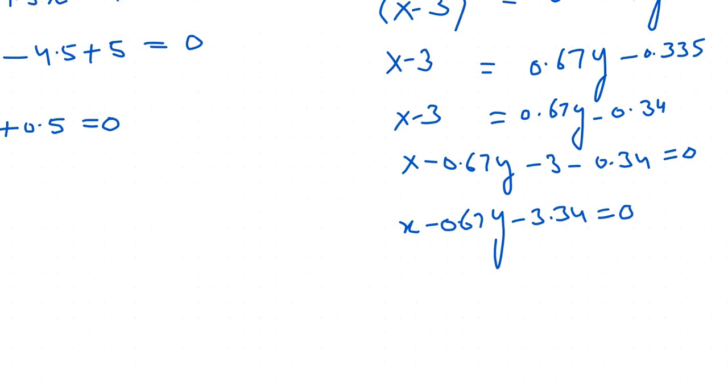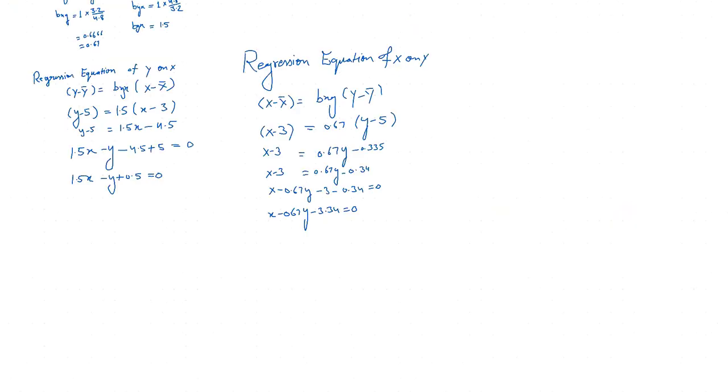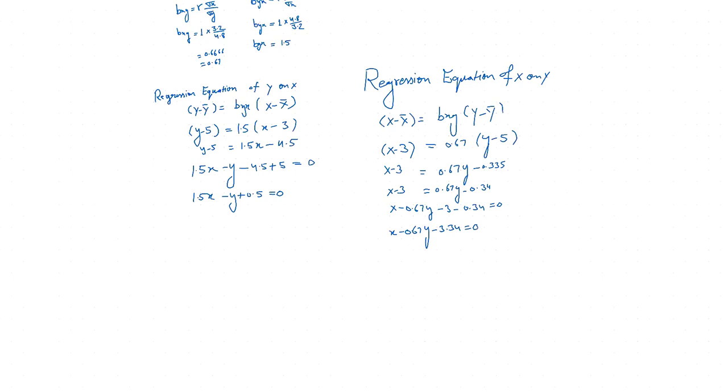Yes, ma'am. Got it, ma'am. Okay. Now I'm going to tell you what to do when they ask you to find linear regression or regression line, and they do not mention y on x or x on y. Then you need to find only one equation, and they will give you data in terms of standard deviation, regression coefficient, or they will give you data of x and y.